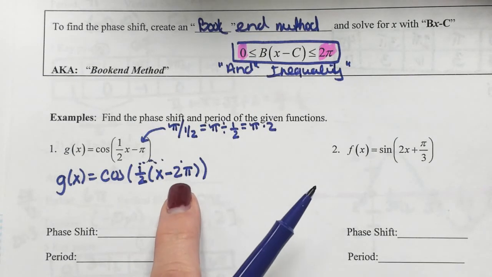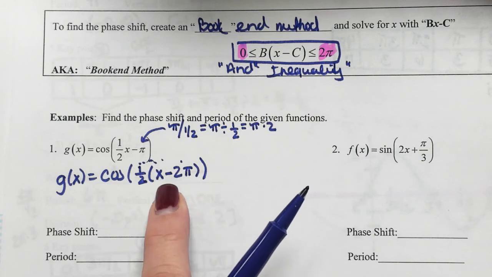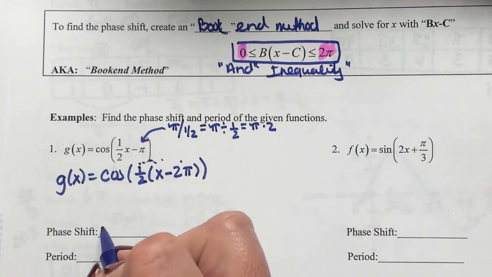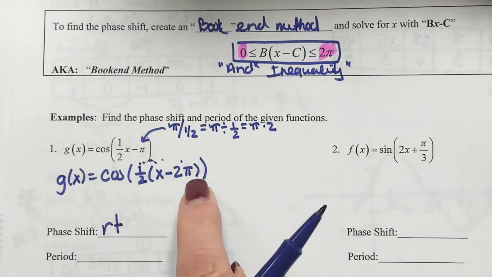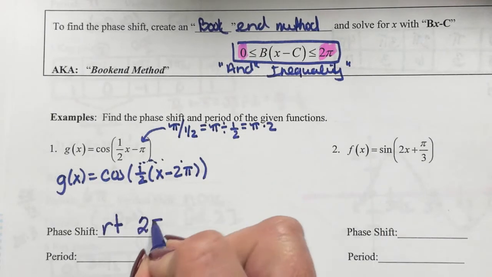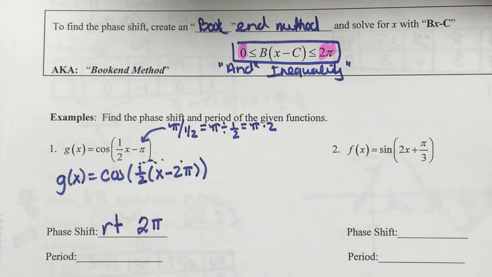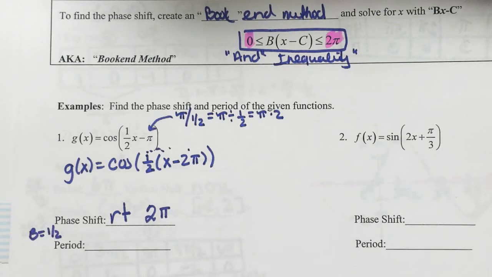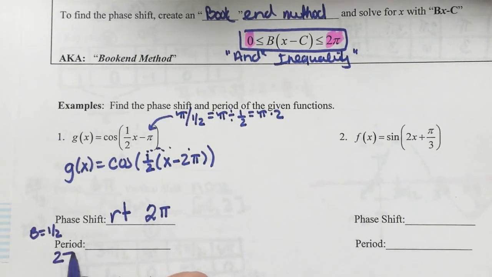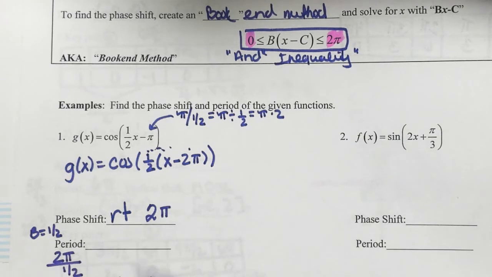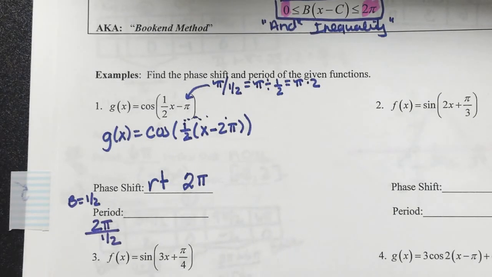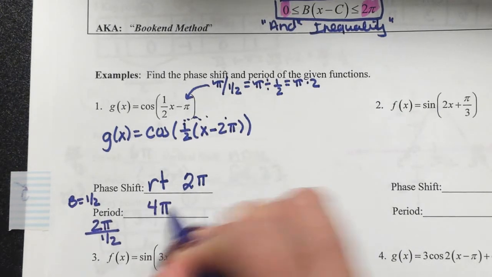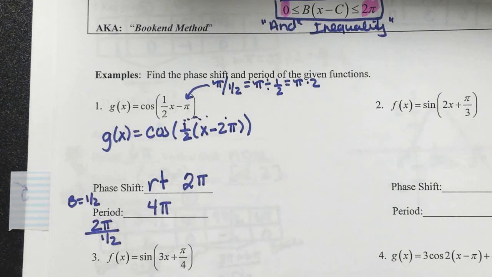Now you can look at your expression. What is your phase shift going to be? Well, the minus is telling me to go in what direction? I'm going to go to the right. How many units to the right? I'm going to go to the right 2 pi. The b value is still 1/2. That's the value you factored out. So you still find the period exactly the same way. I still have to take 2 pi and divide it by 1/2. That tells me the period. So what's the period of this function going to be? 4 pi. Okay? Any questions on that?